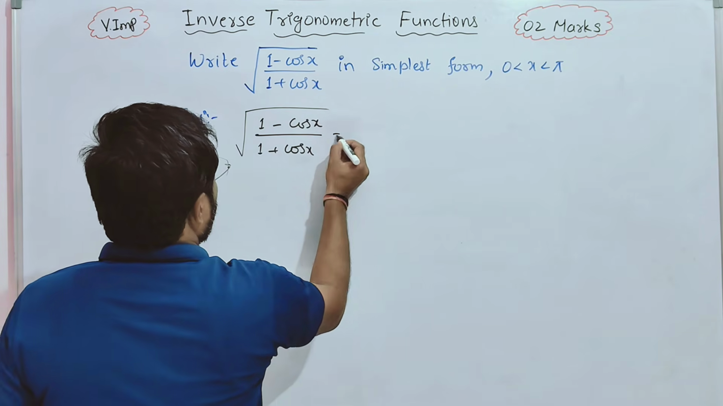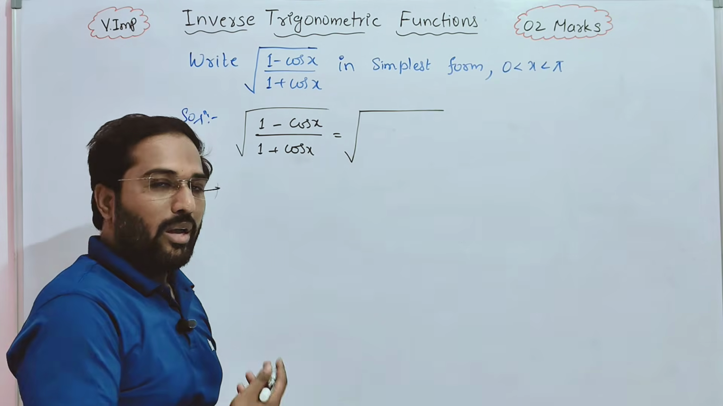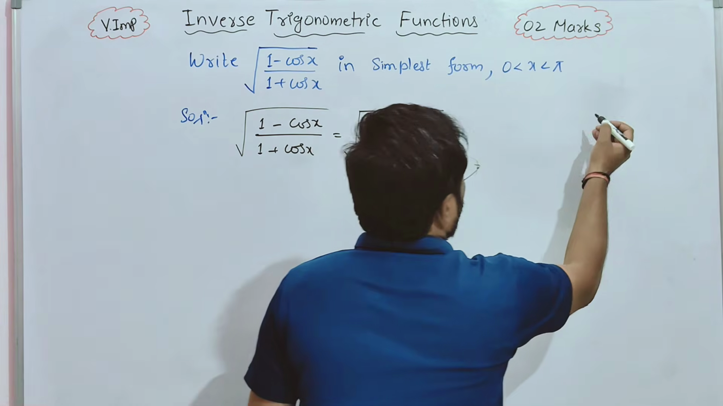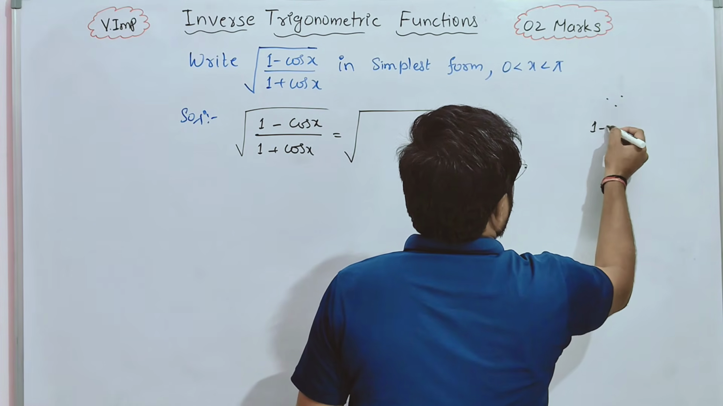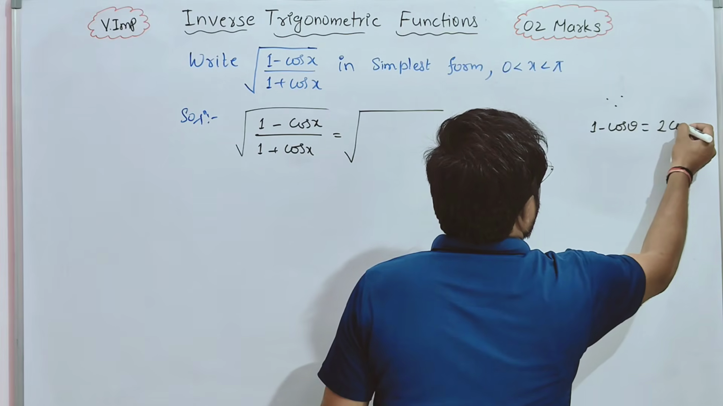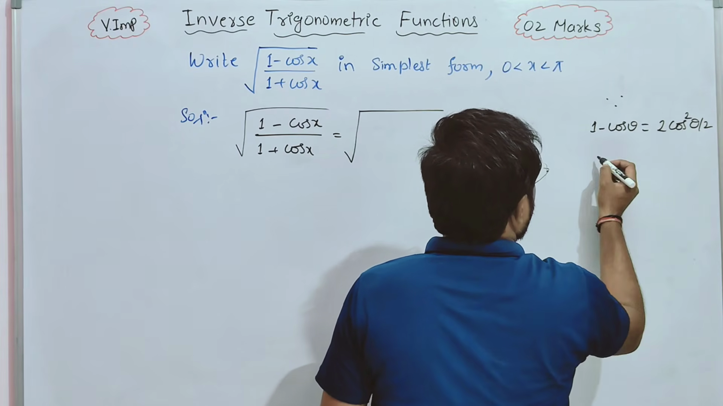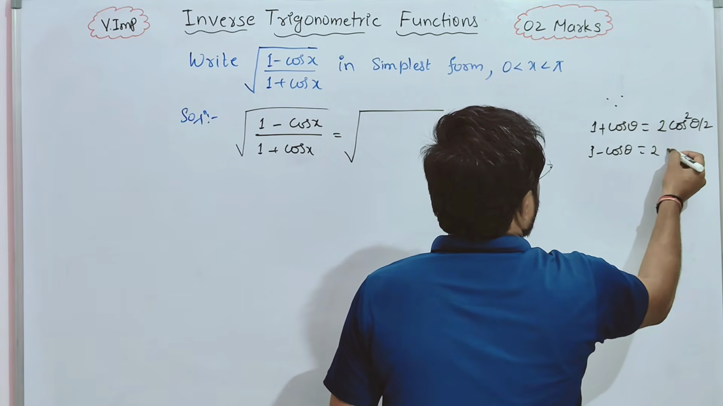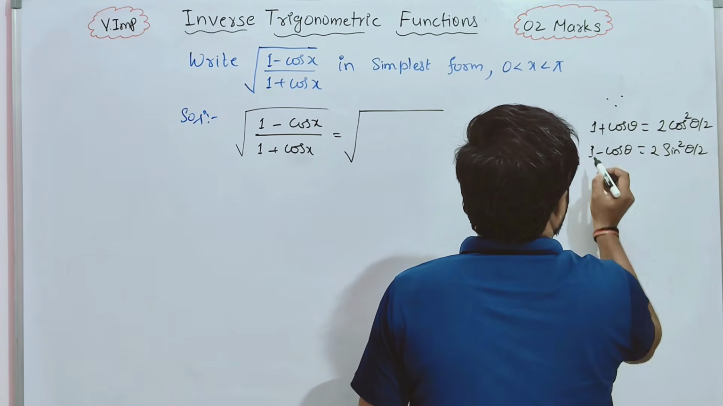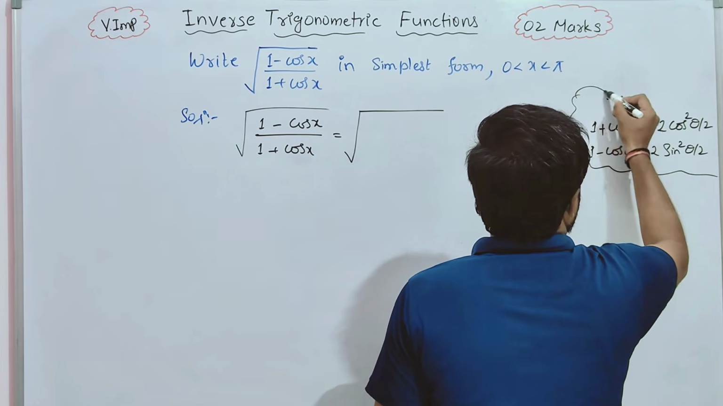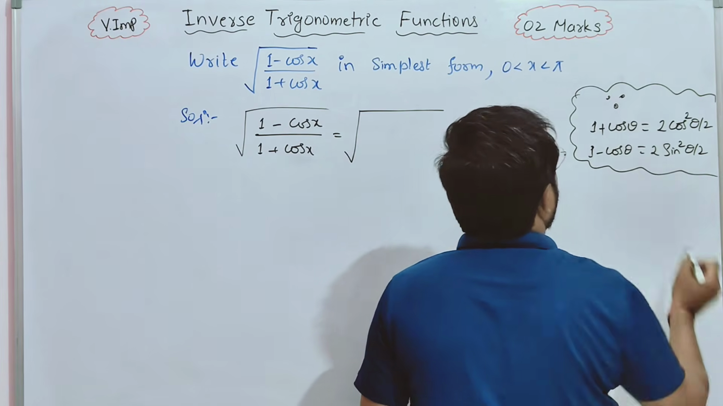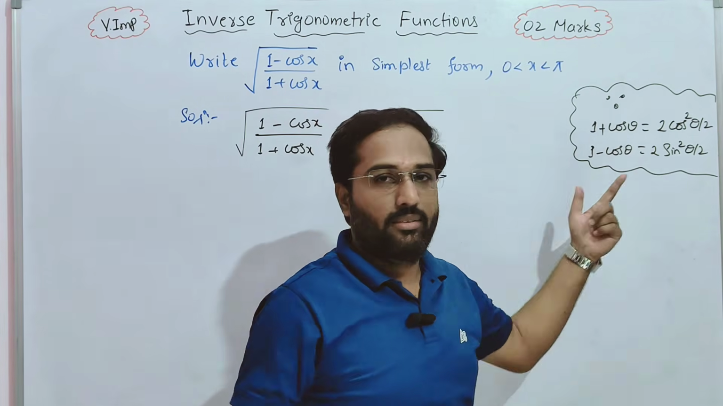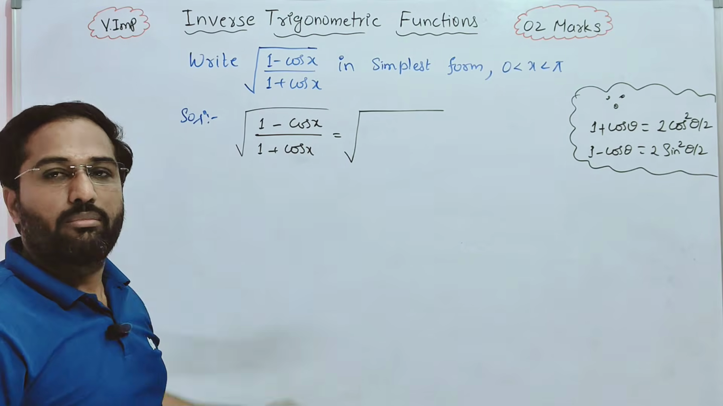If you observe this, you have seen the formulas already in the previous classes, isn't it? Let us see. 1 minus cos theta is nothing but 2 sin square theta by 2, and 1 plus cos theta is 2 cos square theta by 2. Remember these half angle formulas. If it is plus, then it is cos square. If it is minus, then it is sin square. Exactly the same functions are there.